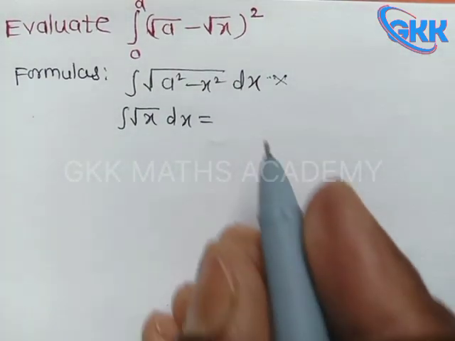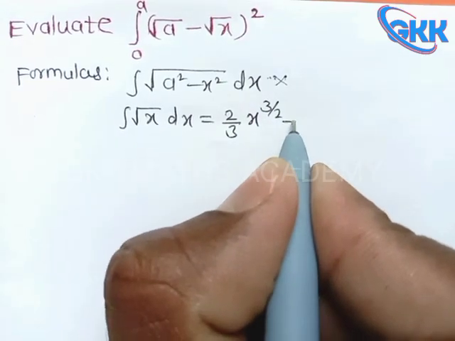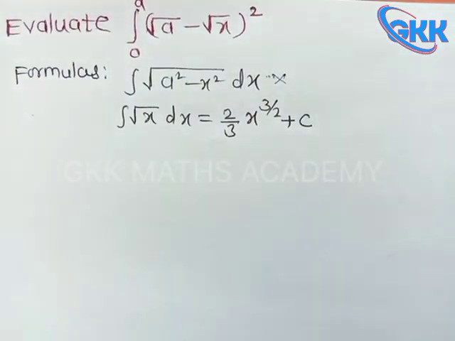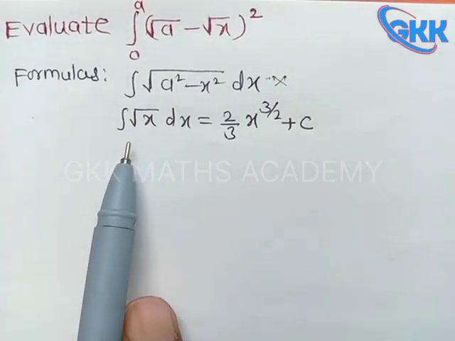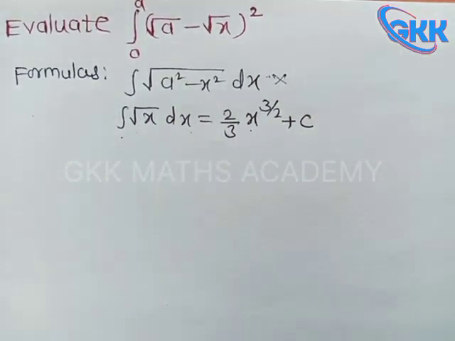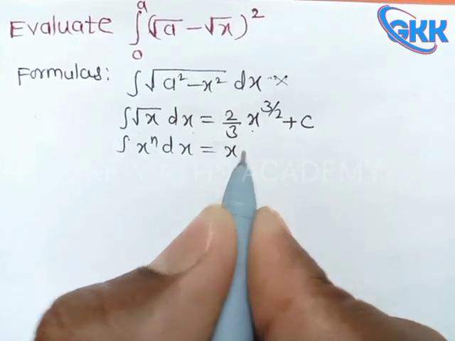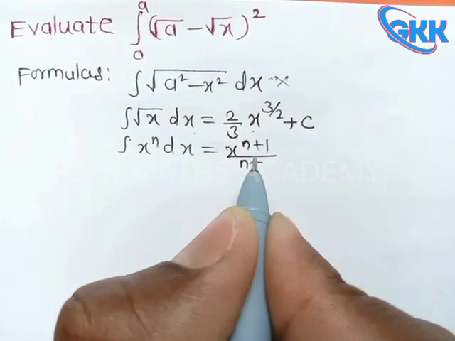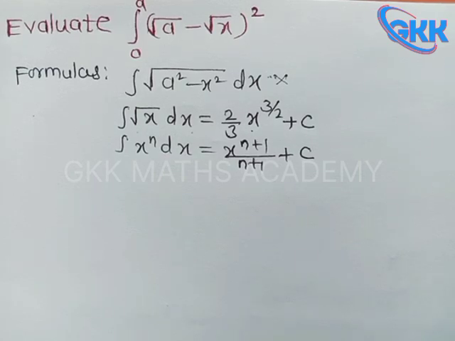Integral of root x dx formula is 2 upon 3 x power 3 upon 2 plus c. You should remember this directly. Square root integral of root x dx formula is 2 upon 3 x power 3 by 2 plus c. Clear? And integral of x power n dx formula is x power n plus 1 upon n plus 1 plus c. These formulas we are going to use here. Clear all of you?